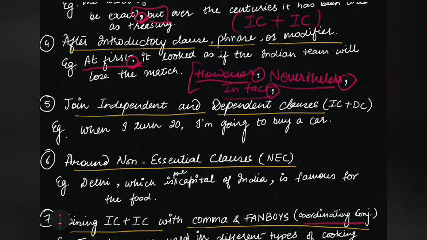Fifth, join independent and dependent clauses. Okay, so: when I turn 20, I've put a comma, I'm going to buy a car. So the first clause is a dependent clause, the second clause is an independent clause, and the only punctuation you should use to join a dependent and independent clause is a comma.